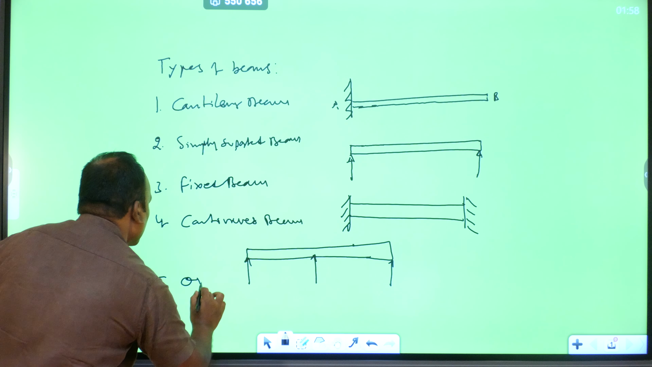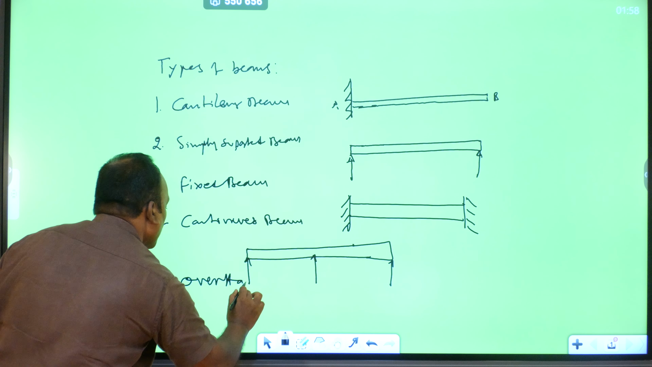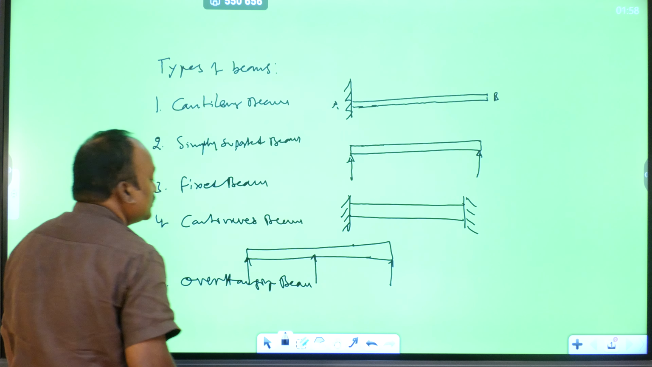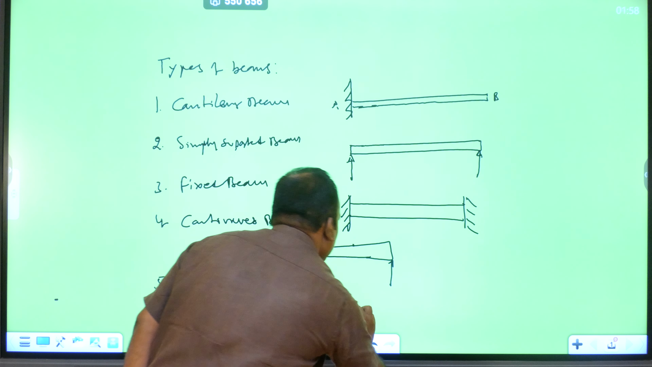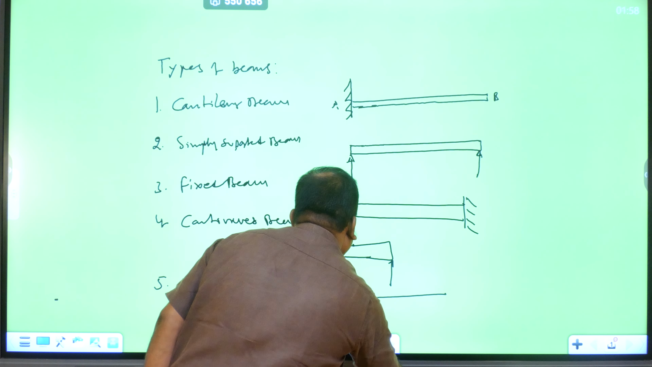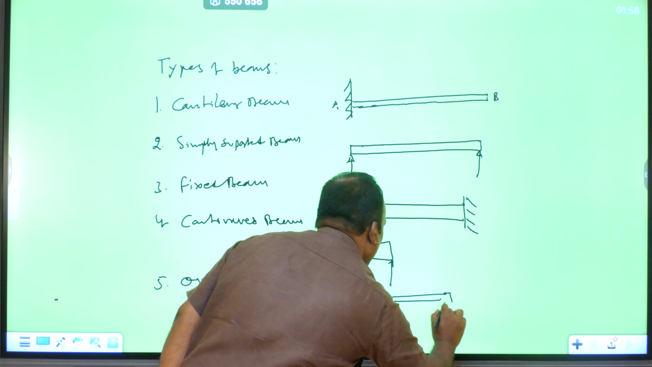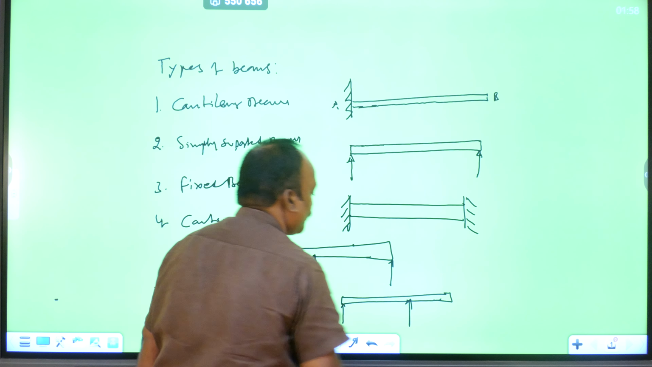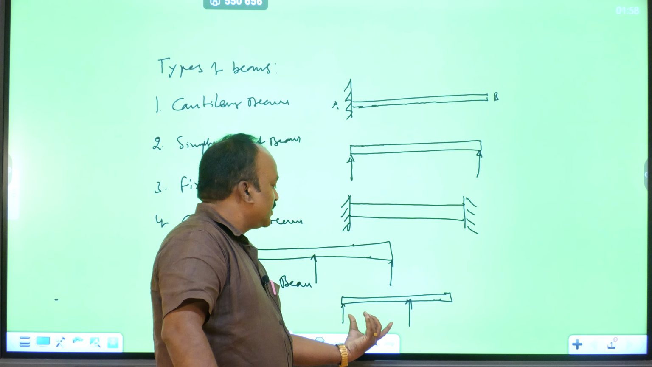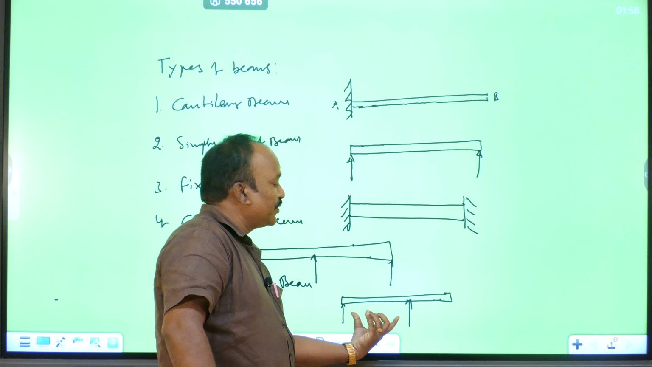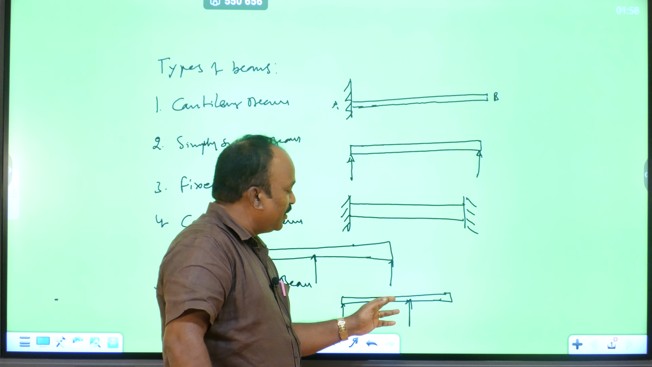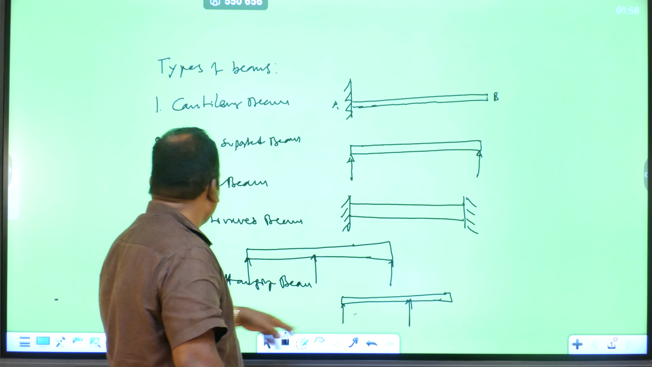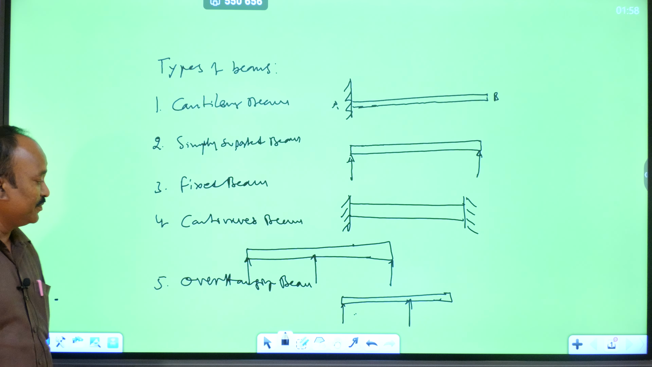Overhanging beam. Overhang means beyond the support the beam is carrying. This is only up to here in a simply supported beam, but in this case the beam continues beyond the support, that is the overhanging. So that means overhanging beam.